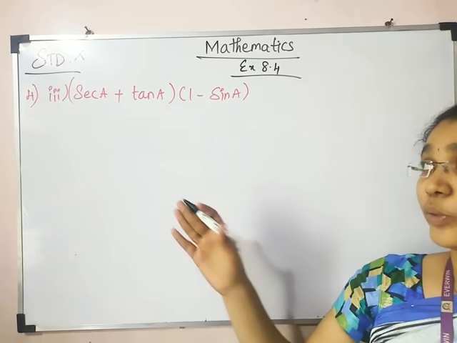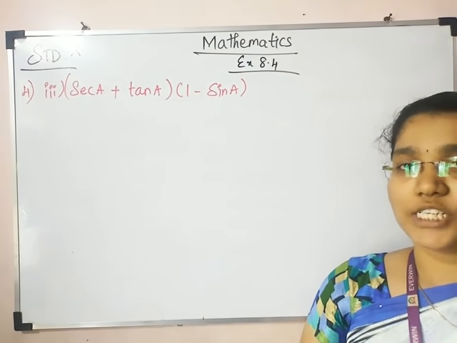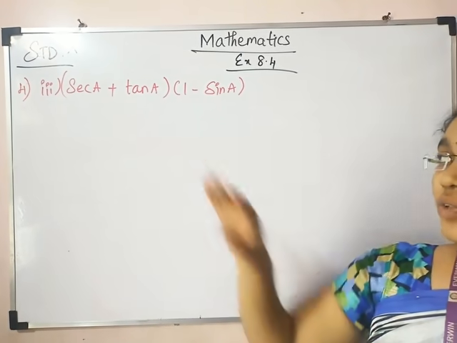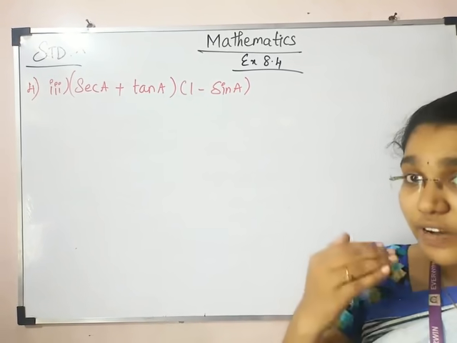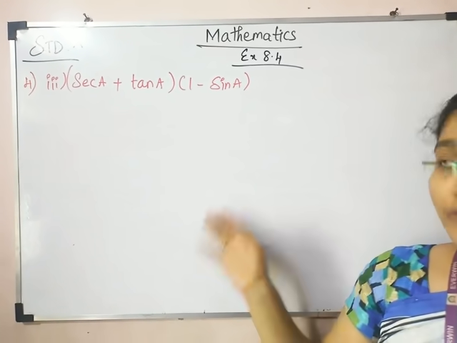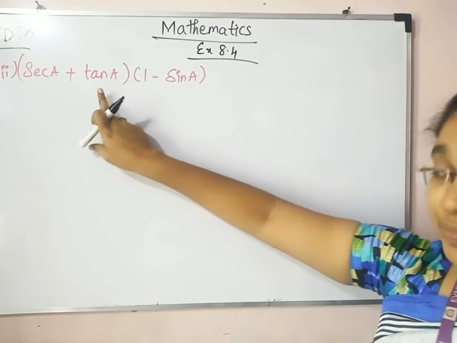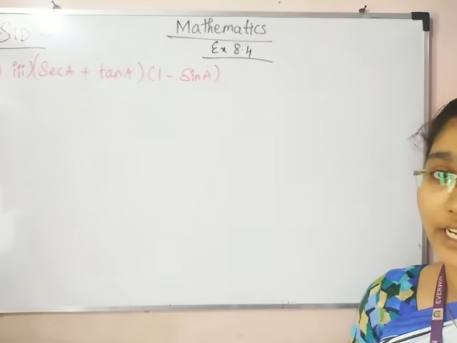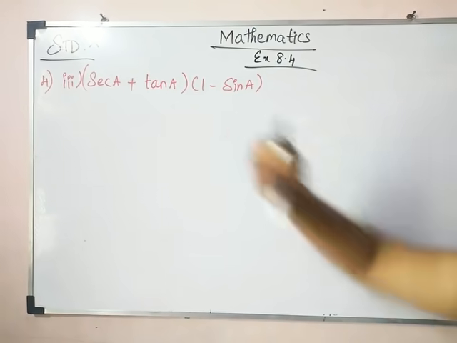So now the fourth question in exercise 8.4. The question is: choose the correct answer and justify your answer. So they have given a question, and for that question they have given 4 options. So now first we are going to find the answer for that question. The question is secant A plus tan A into 1 minus sin A. What is the value of secant A plus tan A into 1 minus sin A?